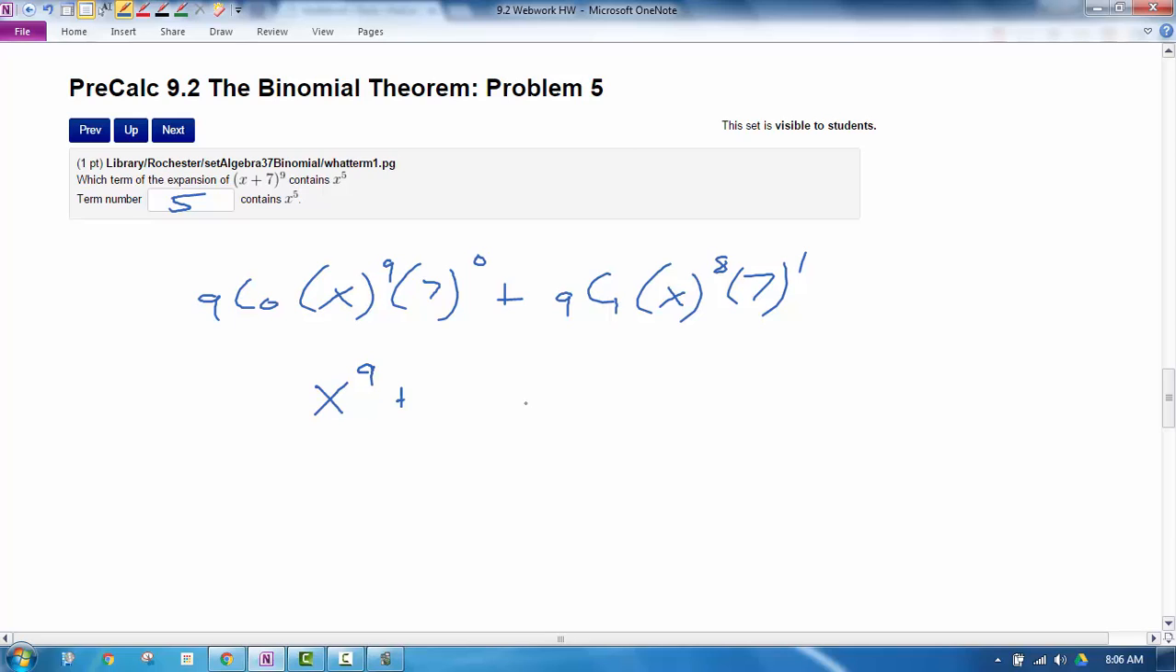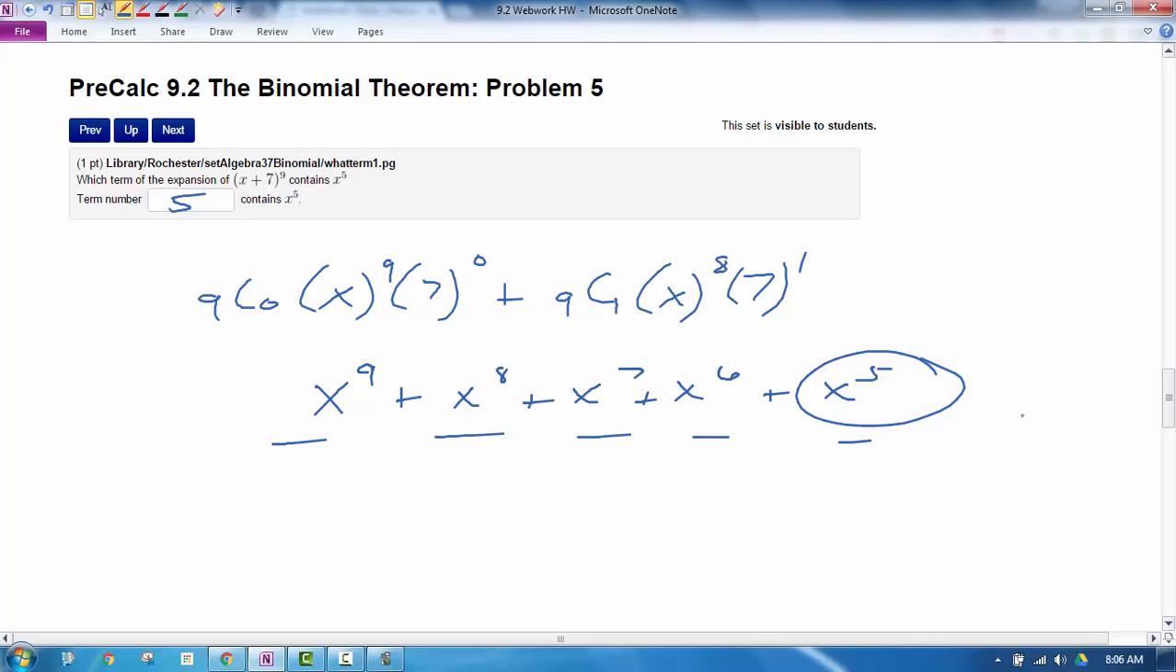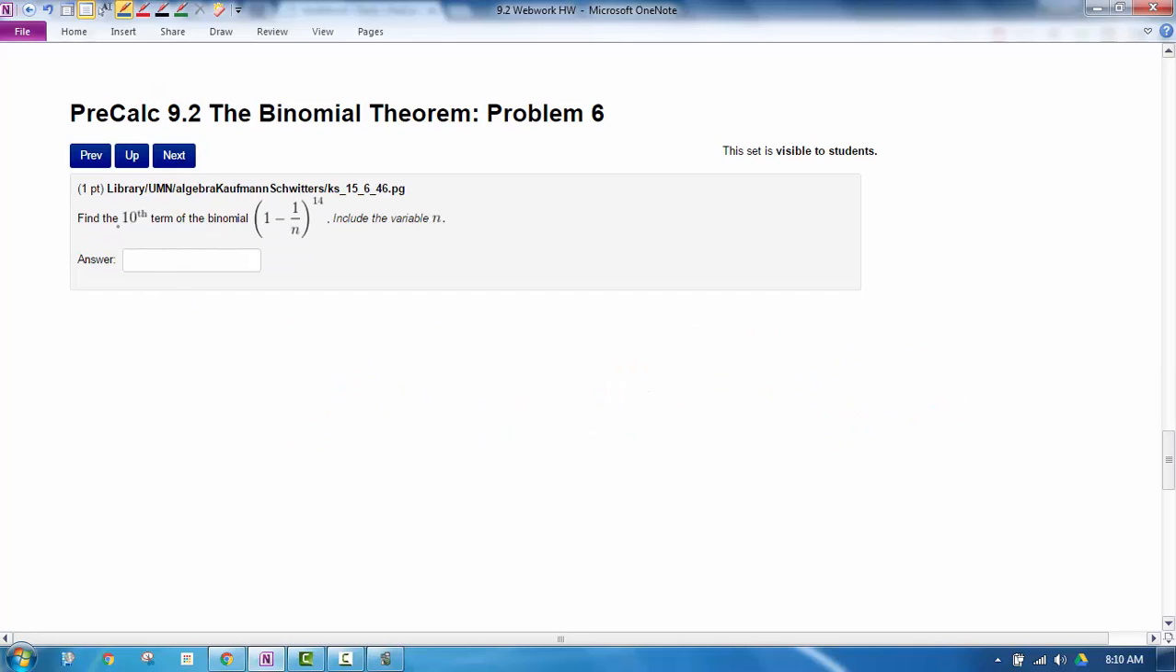Because if you oversimplify, this is x to the 9th, then you have x to the 8th, then x to the 7th, then x to the 6th, then x to the 5th. So we have 1st, 2nd, 3rd, 4th, 5th term. Okay, this next one's a little tricky too.